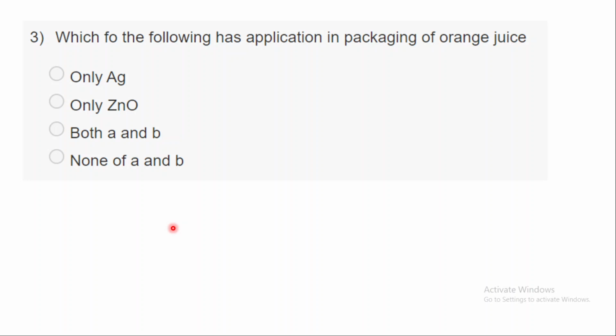Come on, let's see what is the correct answer of this. I'll give you guys a minute. Please try to participate. Even if you guess any answer, you can just mention it in the chat box. Let's collect the maximum number of answers and see what is the correct answer, and we'll understand the concept and rationale behind it. Let's take a minute and ponder over this question. Which of these have application in packaging of orange juice?